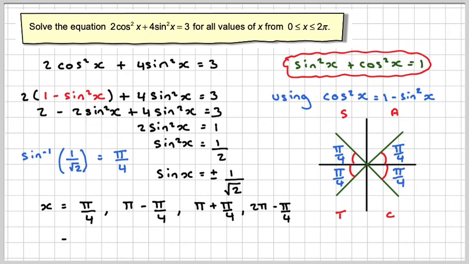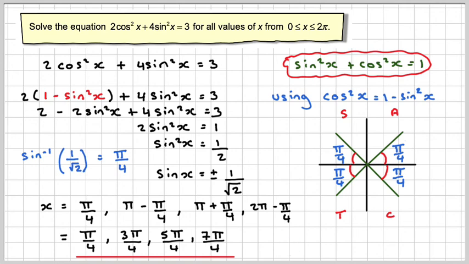So working those out, we get pi over 4, pi minus pi over 4, which is 3 pi over 4, pi plus pi over 4. So it's like adding fractions together. So it's 1 plus 1/4, which is 5 pi over 4. And this is like doing 2 minus 1/4, which is going to be 7 pi by 4. So the whole thing could be done in your head.